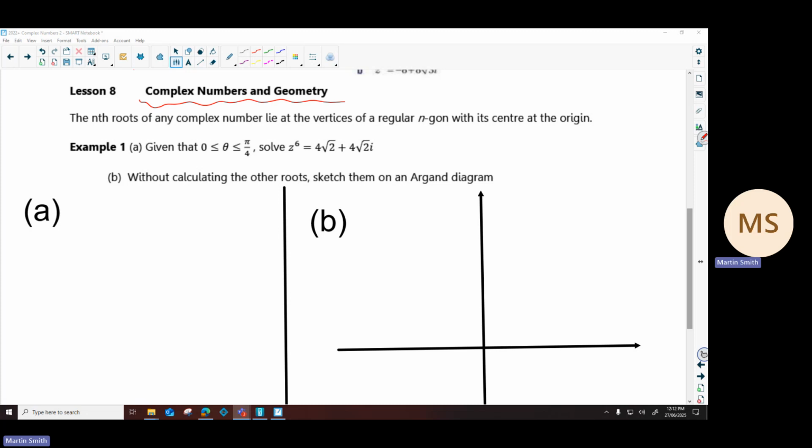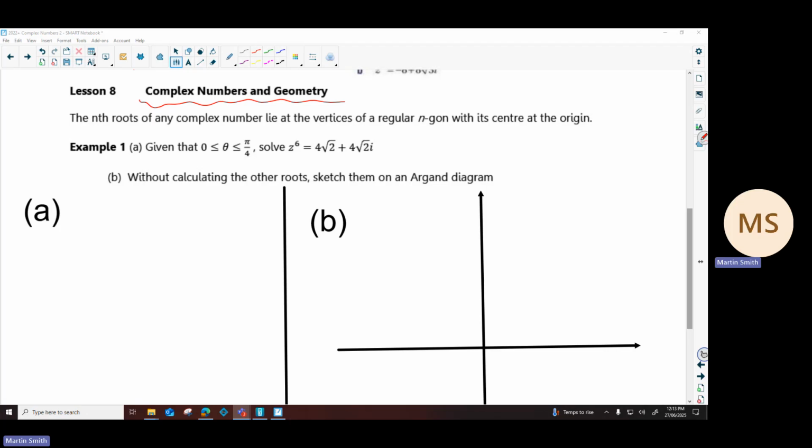Now, the precise details of what these kind of questions will be is a little bit vague. I'm going to go through some examples of these to give you some exposure to the kind of thing you might be required to do. Example 1, part A at least, is basically what we've done in the previous lesson.